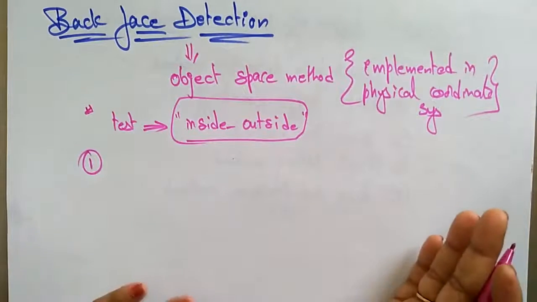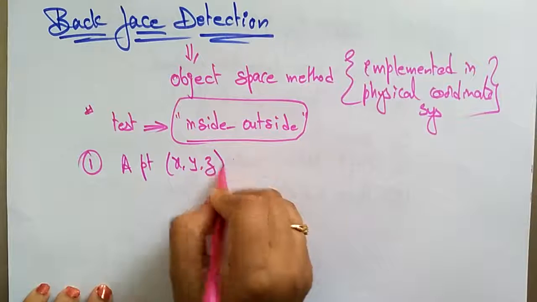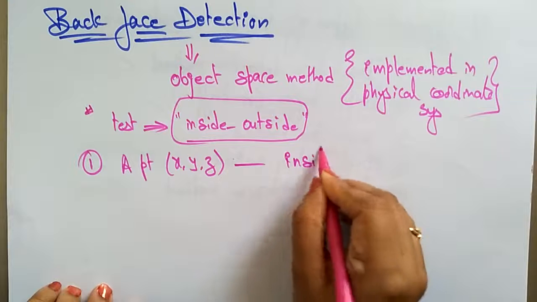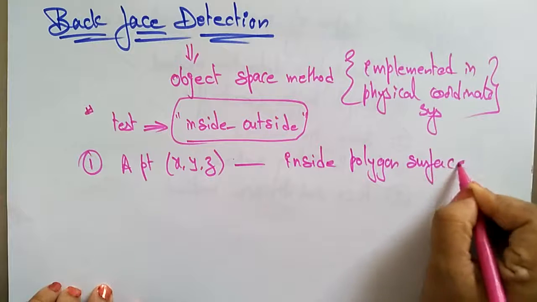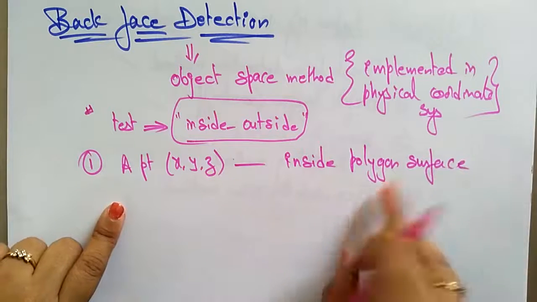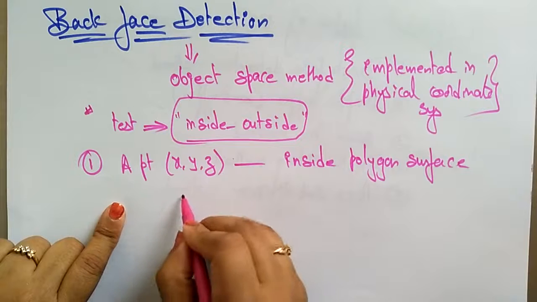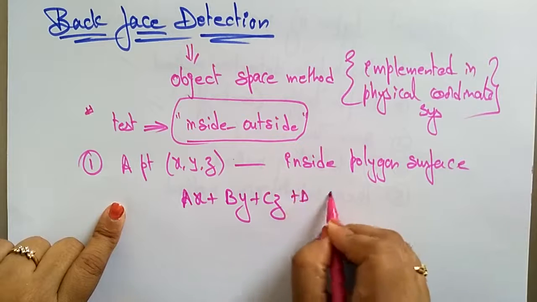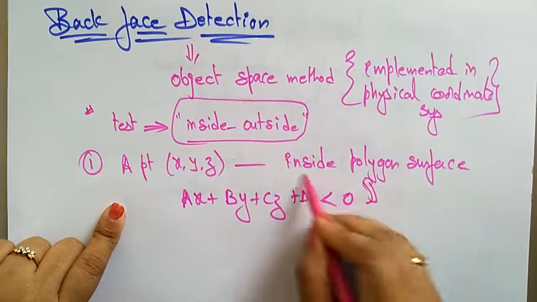So the first way is, let me take a point x, y, z inside a polygon. Suppose it is inside a polygon surface, I am taking a polygon object. So let's take a point x, y, z inside the polygon surface. How can you say it is inside a polygon surface? For parameters A, B, C, D, if the equation Ax + By + Cz + D is less than 0, then you can say this is inside a polygon.